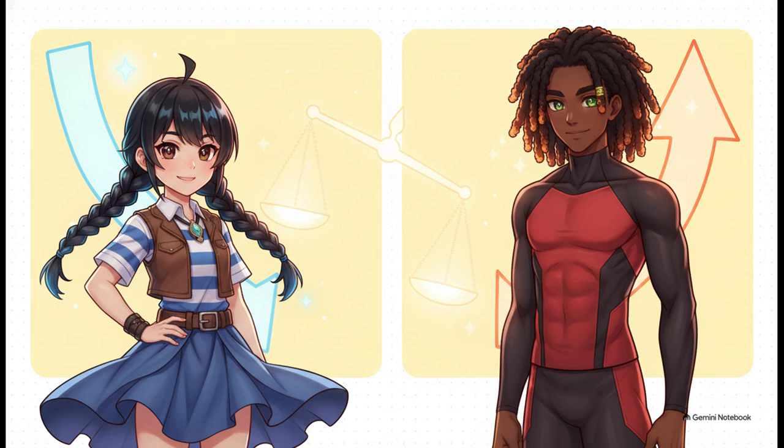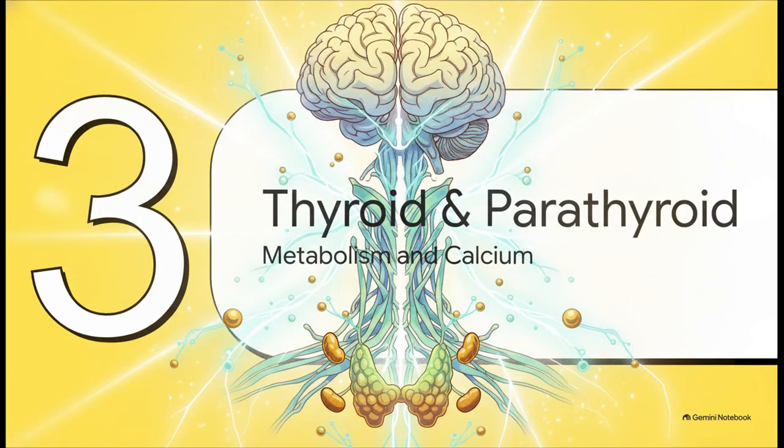Now, let's look at the extremes here because it's super interesting. If there's a deficiency of this growth hormone during childhood, it leads to dwarfism, where a person's height remains well below average. But if this exact same hormone is released in excess, the result is gigantism, causing a person to grow abnormally tall. It just goes to show you that everything in our body is a game of precise chemical balance. Section 3. Thyroid and parathyroid.